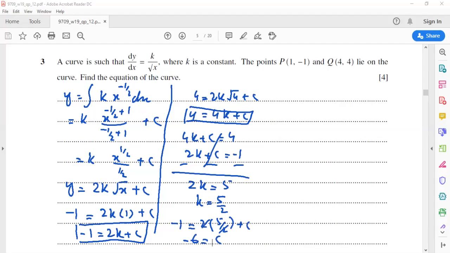Now by placing the value of k and c over here in this, so y is equal to 2 into 5 over 2 square root x minus 6. So this is cancelled out. So our desired equation is y equals 5 square root x minus 6. Now let's go for the next one.